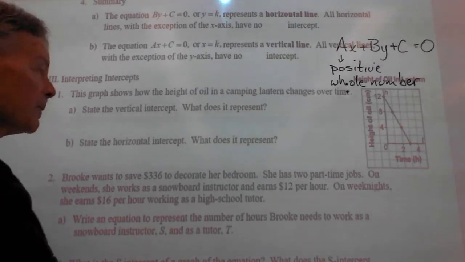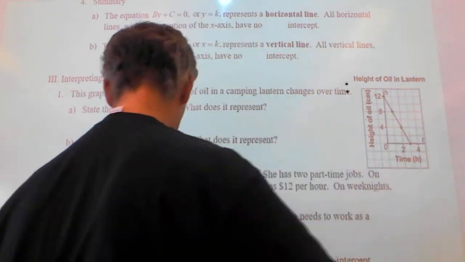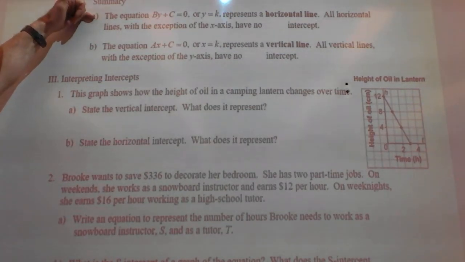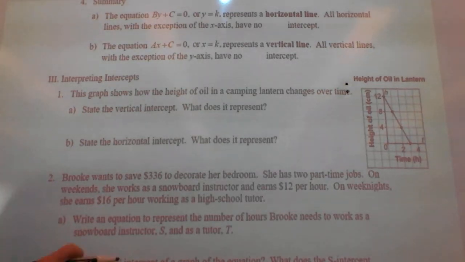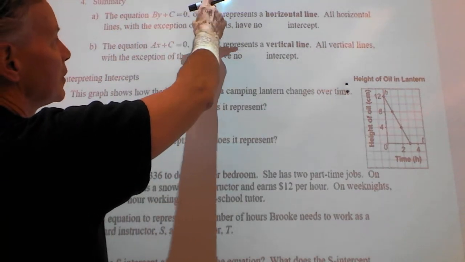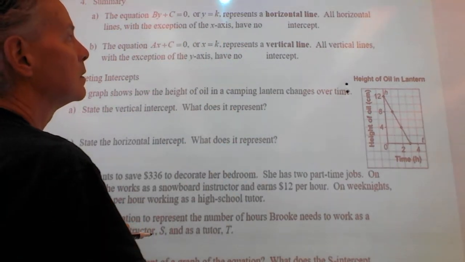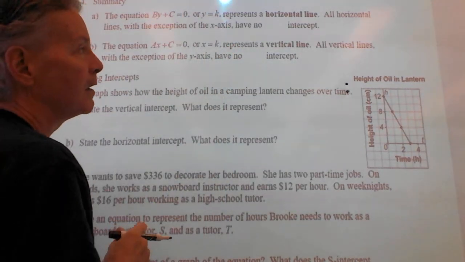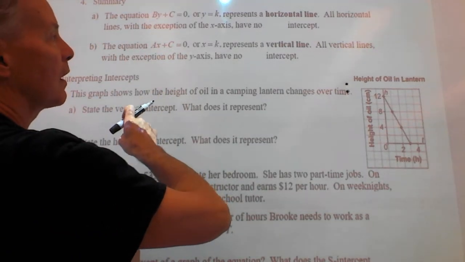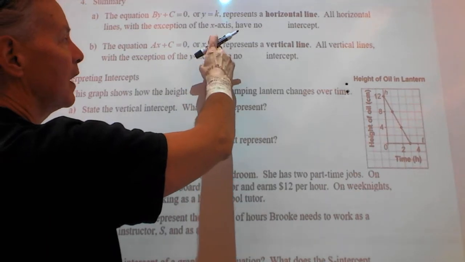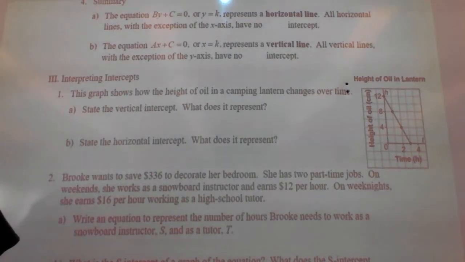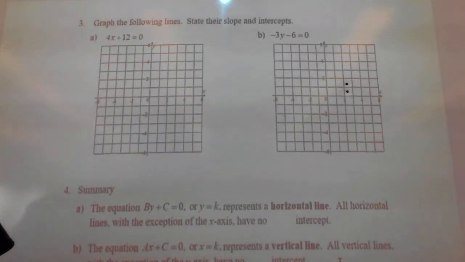Okay, so the special case of vertical and horizontal lines. For horizontal lines, you will always have an equation that takes the form y equals k, where k is the y-intercept. For vertical lines, you will always have an equation that takes the form x equals k, where k is the x-intercept.